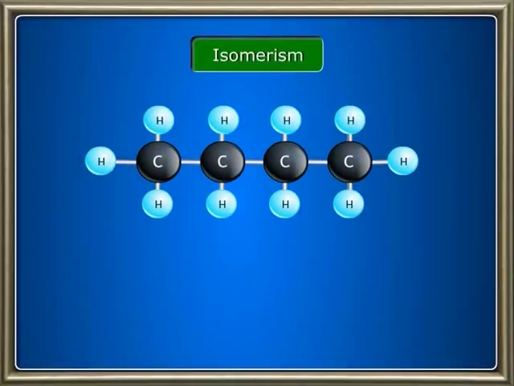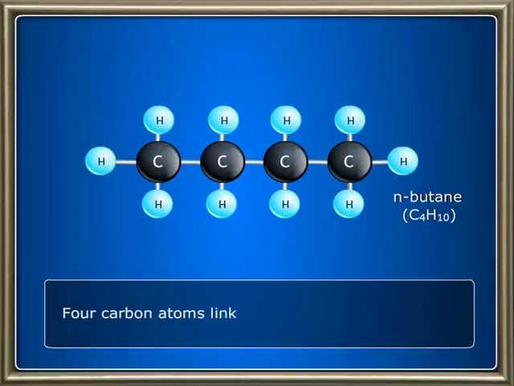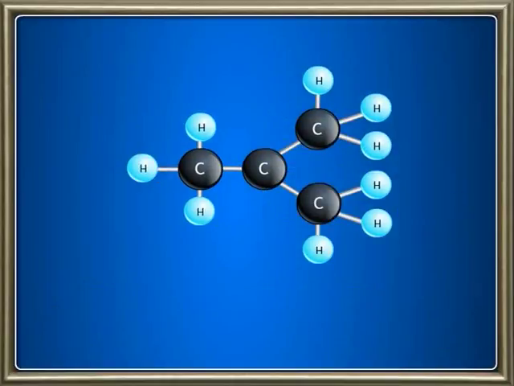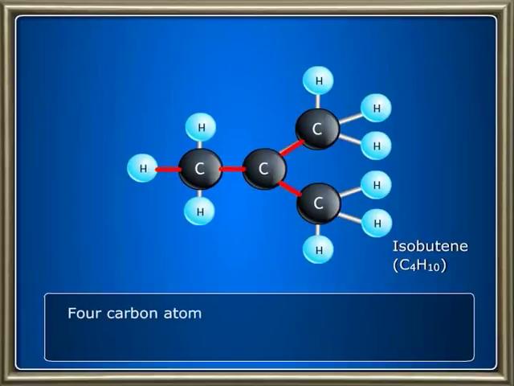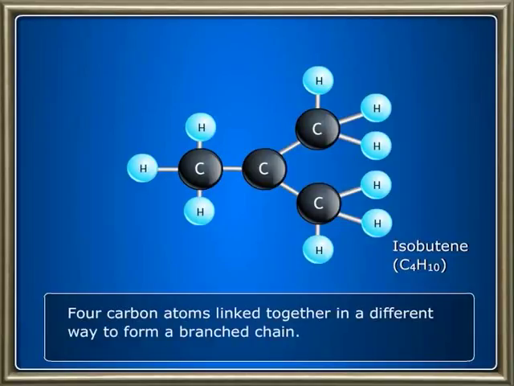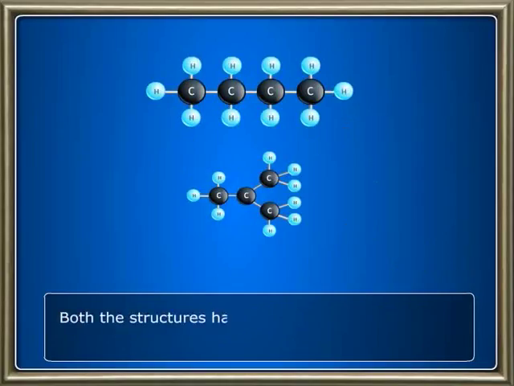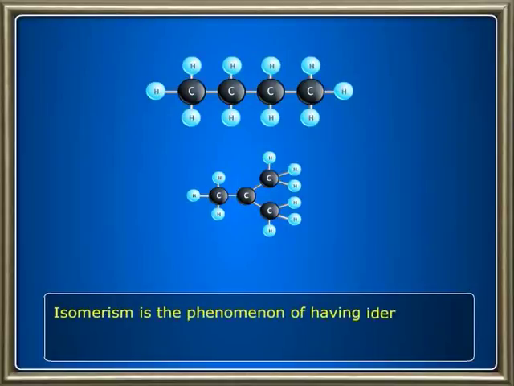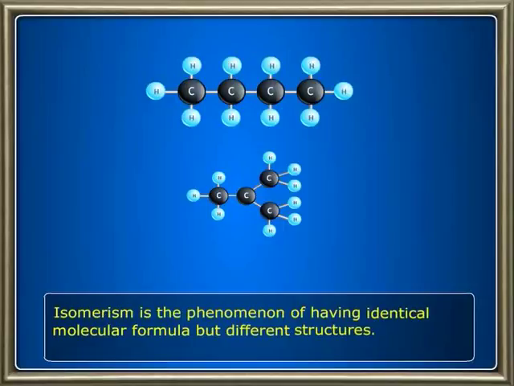Isomerism. See the structure of n-butane. 4 carbon atoms linked together in a straight chain. Now closely observe the structure of isobutane. Here also 4 carbon atoms are linked together in a different way to form a branched chain. Both the structures have the same molecular formula, C4H10. Isomerism is the phenomenon of having identical molecular formula but different structures.